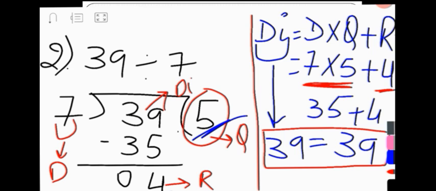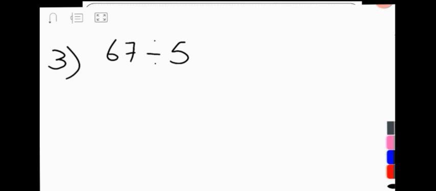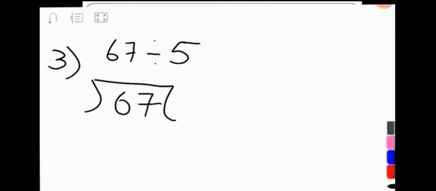Now let us move to another one and the last one for today. So the question is 67 divided by 5. So all the steps that we have used in the previous questions will be followed here as well. So first is to make a home and write the dividend inside it. So here the dividend is 67 and divisor is 5.